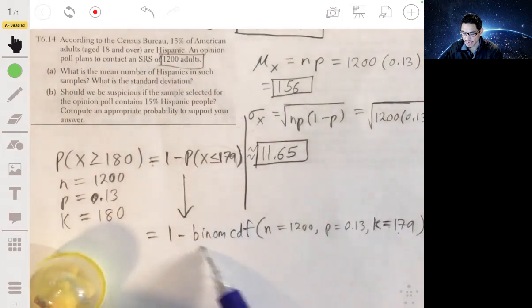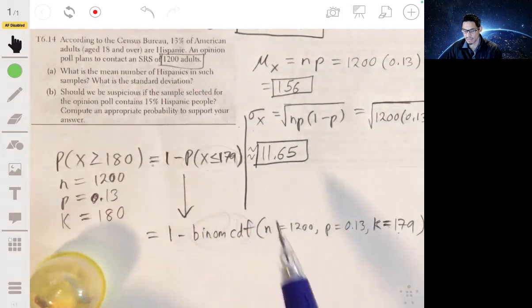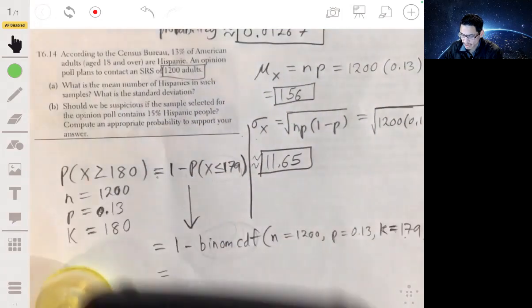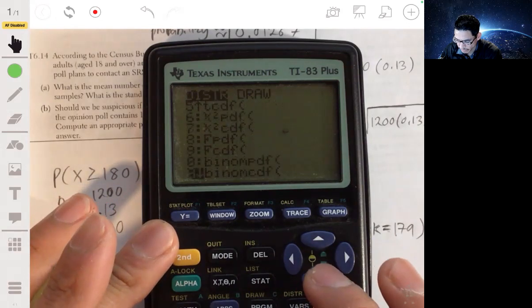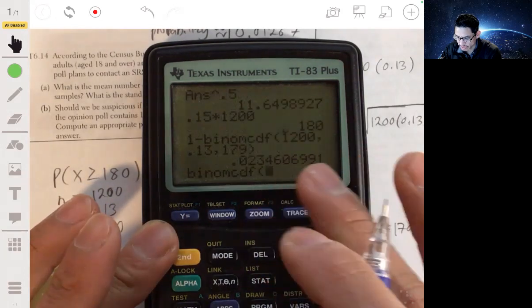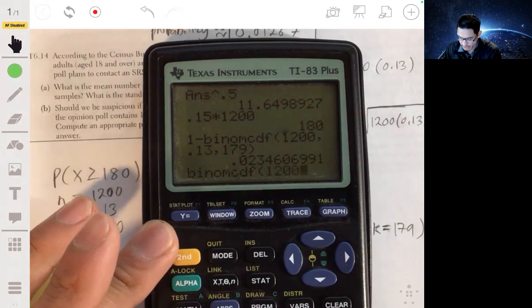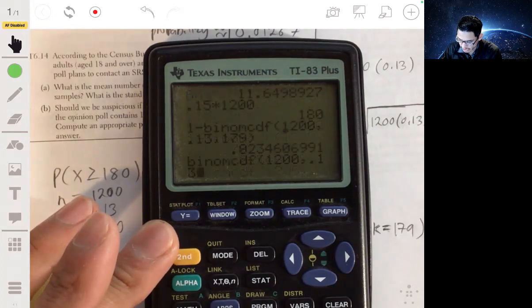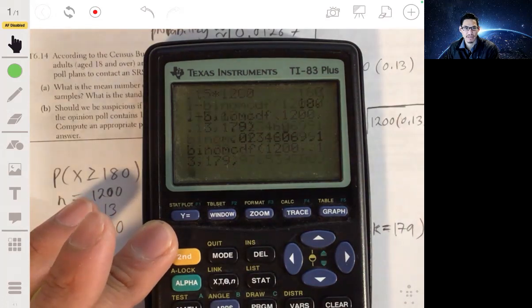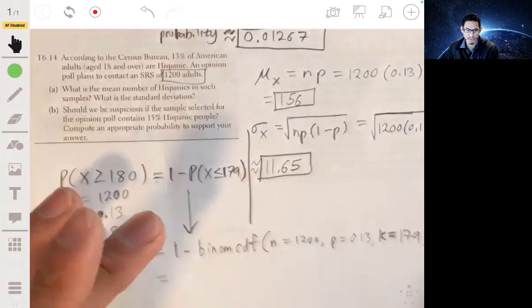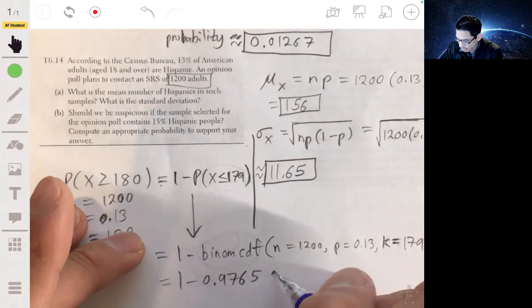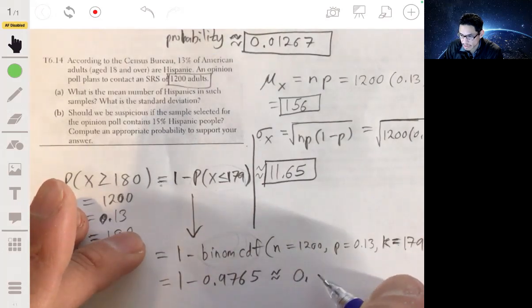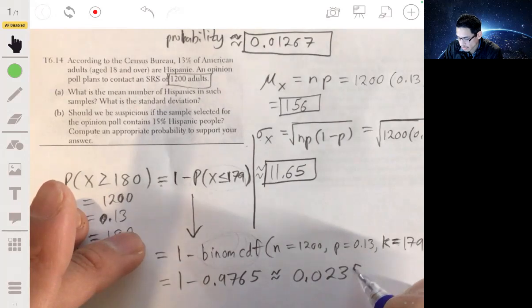So this part right here is about like 98, 97%. So let me just show you again, because sometimes students get confused, or sometimes it's a little too much at once. But if I just did, again, binomial CDF and PK 1200, P .13, K 179. If I just did that, I should get about 0.98. Which I do, yeah, see. So this is really 1 minus 0.9765, which will then be about 0.0235-ish.